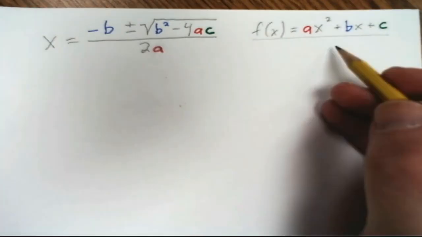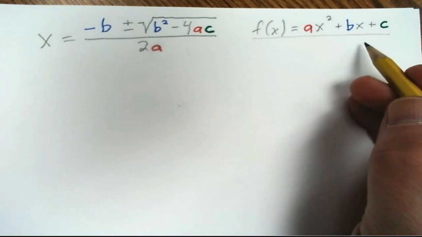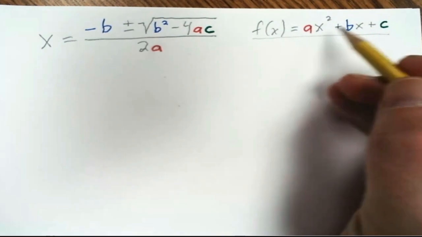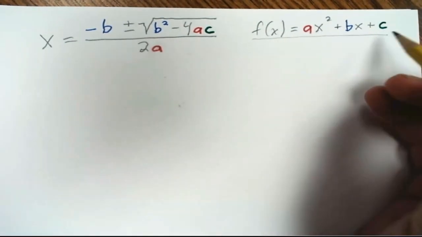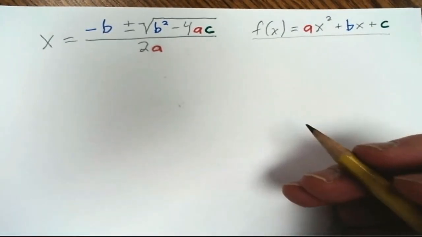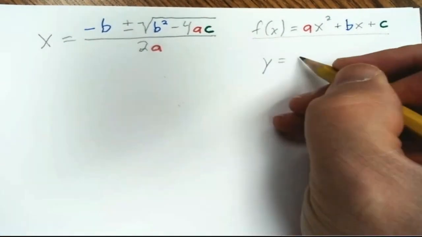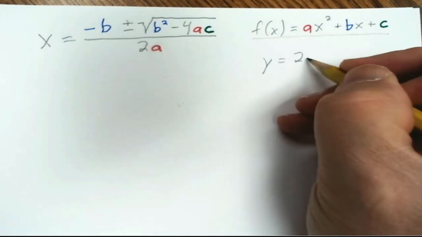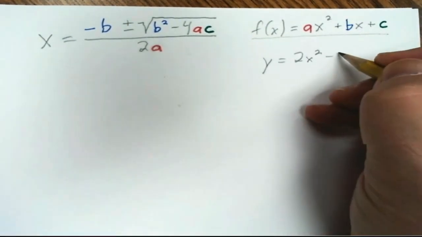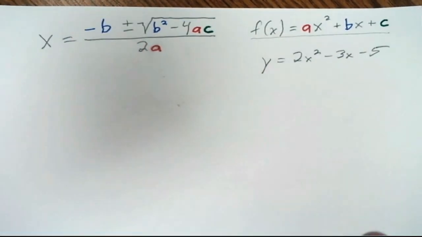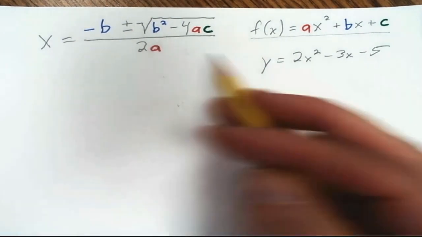So we have to have it in this form. We can't have it in vertex form or factored form. If we have it in factored form, we multiply it together to where we have just f of x equals ax squared plus bx plus c. So for example, remember, f of x is the same as y. If we have y equals, and let's say, 2x squared minus 3x minus 5. All right, so that's a typical quadratic equation we might see. And so with that, the quadratic formula can solve what are the solutions to this.